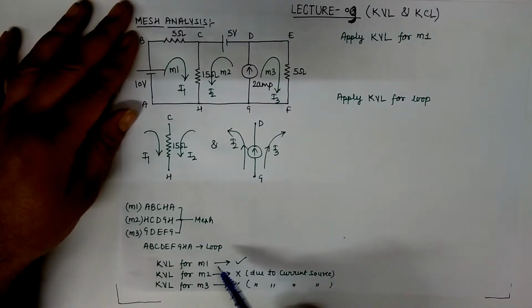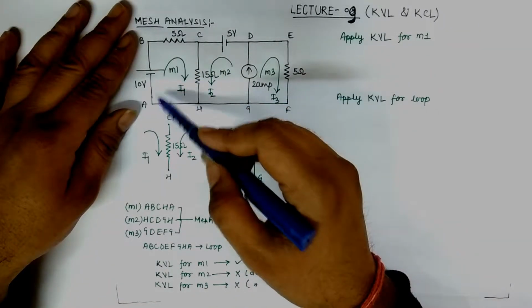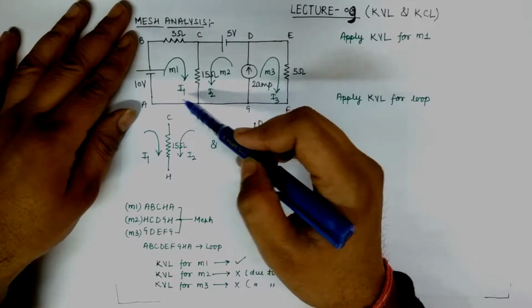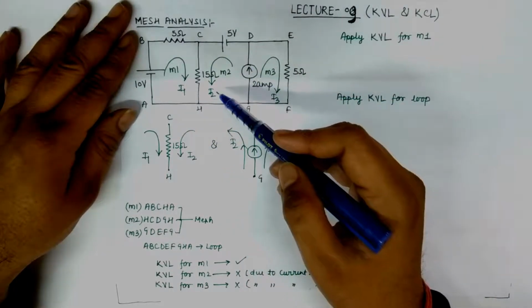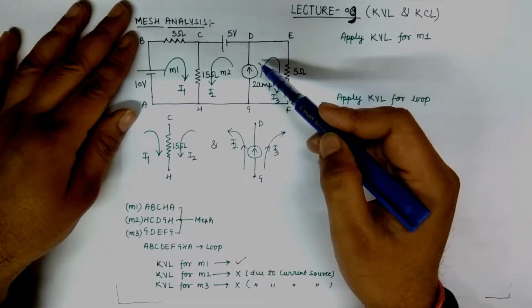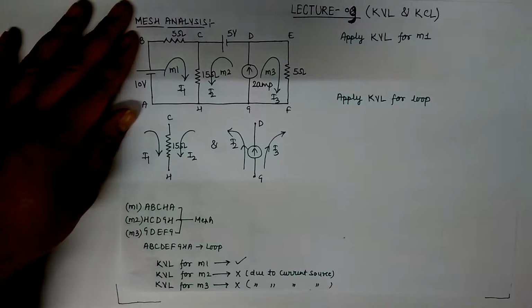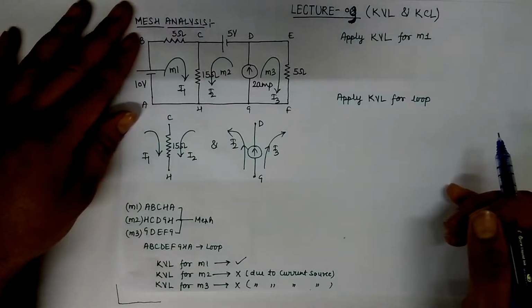Now considering KVL to write an equation, for M1 it would be applicable. Now for M2 and M3 there is a branch in which a current source is present. As we explained earlier, if there is any branch containing a current source, we cannot apply KVL directly. So we use source transformation in this method or use a super mesh.